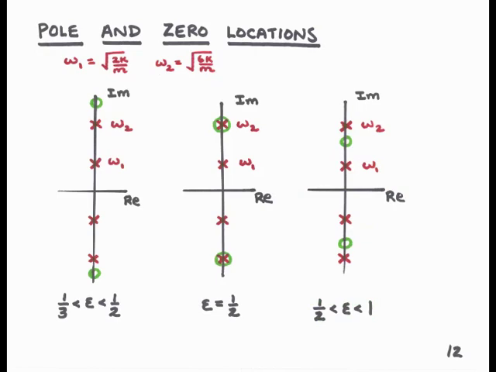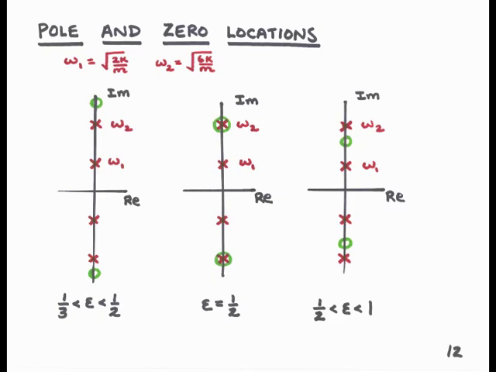We'll now graph these results that we found for the pole and zero locations as a function of epsilon. We'll label the frequency of the bounce mode, square root of 2k over m, as omega 1, and the frequency of the tilt mode, square root of 6k over m, as omega 2.